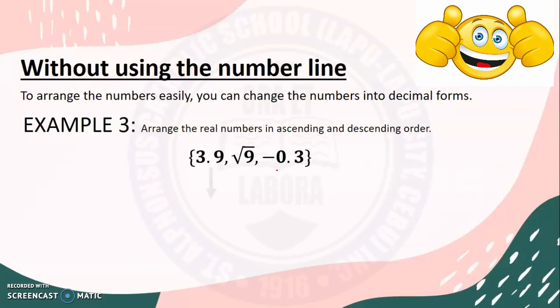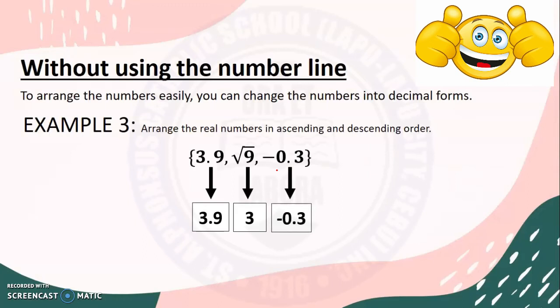Okay, let's change these numbers to decimal form. Let's have first 3.9. 3.9 is already in decimal form, so let's just copy. Next, square root of 9. Let's get the principal square root of 9, and that is 3.0, or just 3. And then the negative 0.3, which is already in decimal form, so let's just copy.